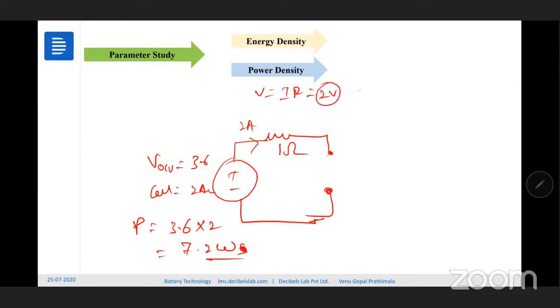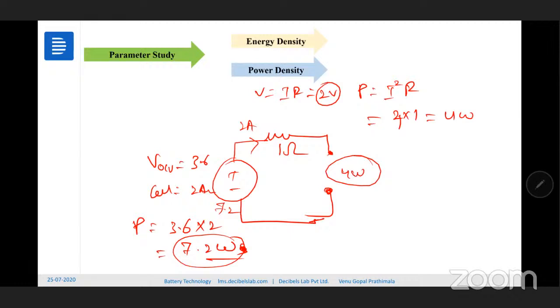Because of this voltage drop, there will be some power loss. That is nothing but I square R. I here is 2, into R is 1. Sorry, it is 4 into 1. So 4 watts has been lost. So actually it has to be 7.2 watts here, but the output we are getting is 4 watts. Okay. So that's the exact meaning. The power of the device is a measure of its internal resistance.